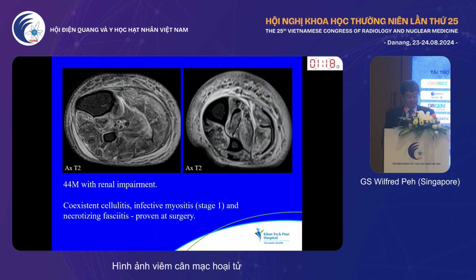Okay, last example, they can all coexist. So this is a 44-year-old male patient with renal impairment. And from the two T2 weighted images taken at the upper calf and mid calf, you can see that he has extensive fluid collections in the superficial fascia, in the deep fascia, and there is a lot of signal change, increased hyperintense signal in the muscle. So this patient has got cellulitis, infective myositis, as well as necrotizing fasciitis, all in one patient.